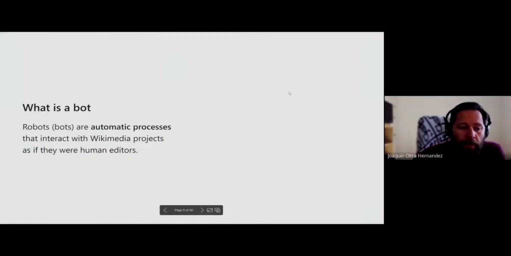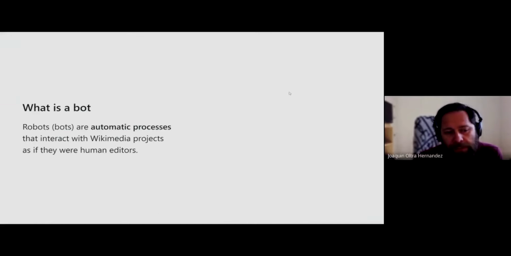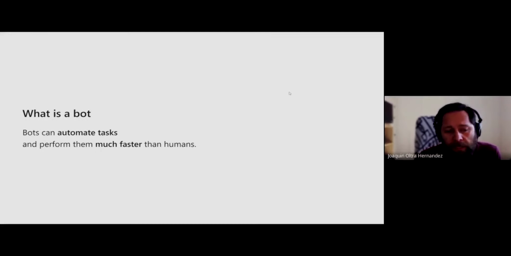Bots are automated processes that interact with the Wikimedia projects as if they were human editors. So when you go to a wiki and you look at the history of a page, you're going to see the contributions of a bot as well. Bots can automate tasks and they can perform them much faster than humans. You can configure a bot to go slower, but generally they can be very, very fast.